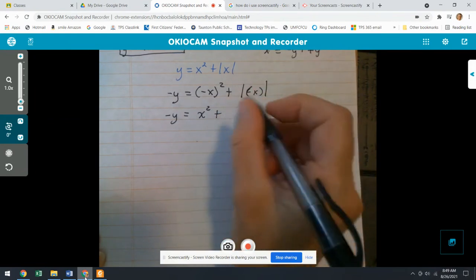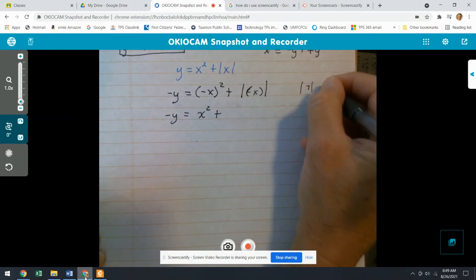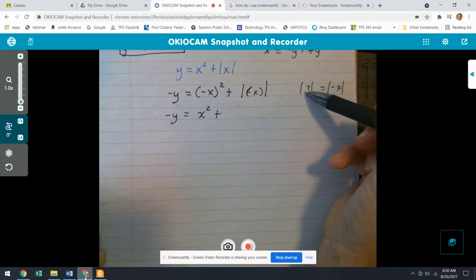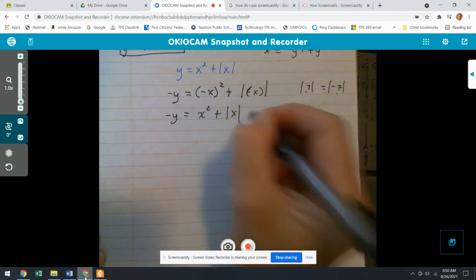plus, and again, the absolute value. In other words, if we have the absolute value of 7, it's going to be the same thing as the absolute value of negative 7. So whether you put in the positive value or the negative, you're going to get the same. So we can just rewrite it like that.